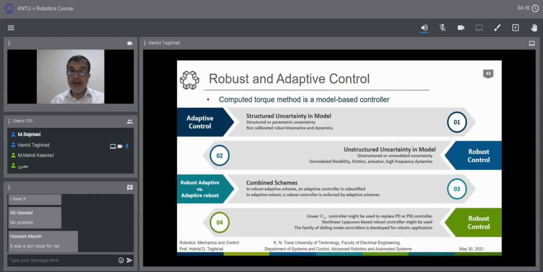And the main difference between linear robust and nonlinear robust is how you model or encapsulate the uncertainty. If you encapsulate the uncertainty in a linear framework, you are in the frequency domain, you use the Nyquist criterion and the knowledge of the frequency domain to encapsulate the uncertainty, then you can go with the H-infinity controller design for the system.